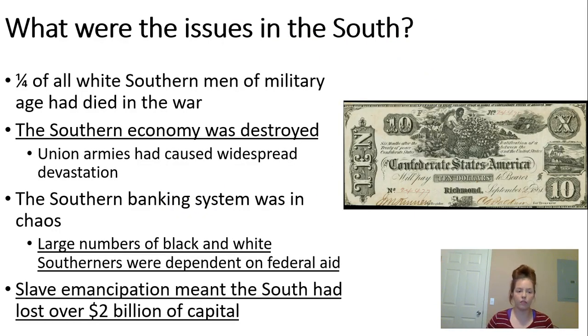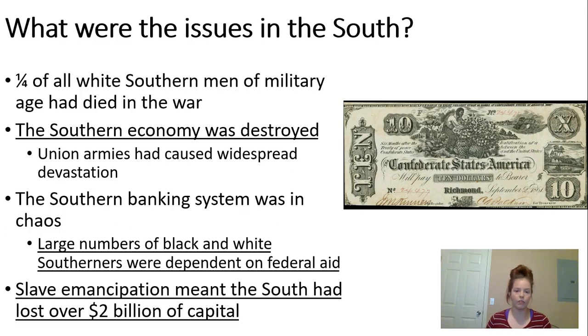Looking into some issues of the South, right off the bat, a fourth of all white Southern men of military age had died during the war, and another quarter of all men had been injured during the war. So we're down a lot of manpower. Another thing is the Southern economy was destroyed. To finance the war, the South was just reprinting money, and printing and printing and printing causes inflation, which means their money was essentially worthless.